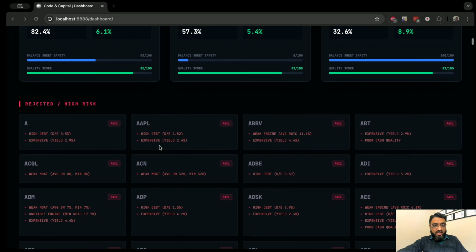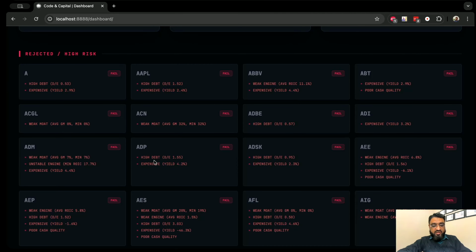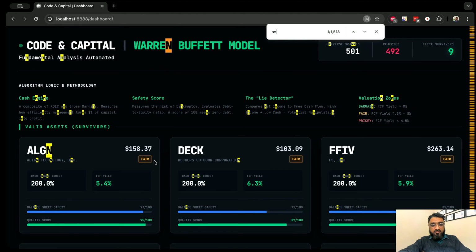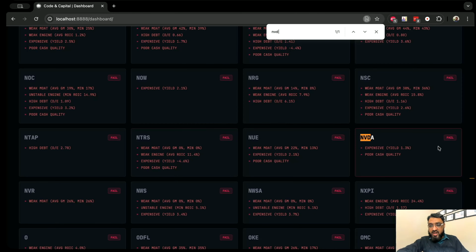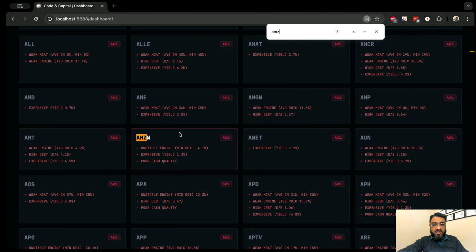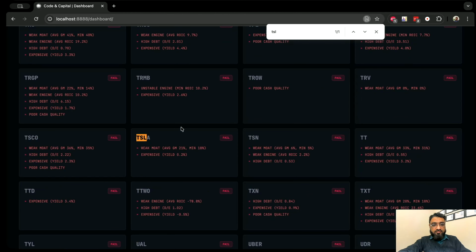These are the failed companies you can see. So let's search some of them. Nvidia failed on being expensive. Its yield is only 1.3% and poor cash quality. Let's see Tesla. Weak moat. Their margins are too thin and they are expensive.